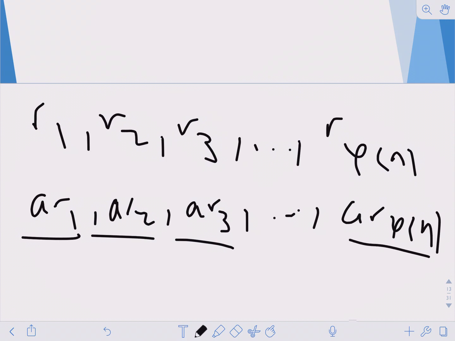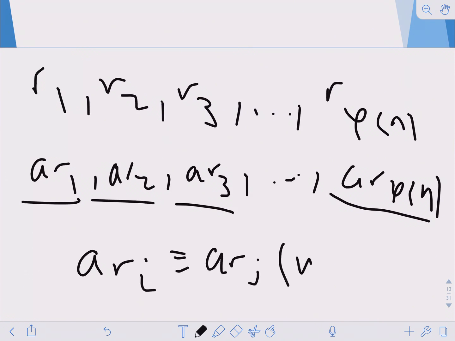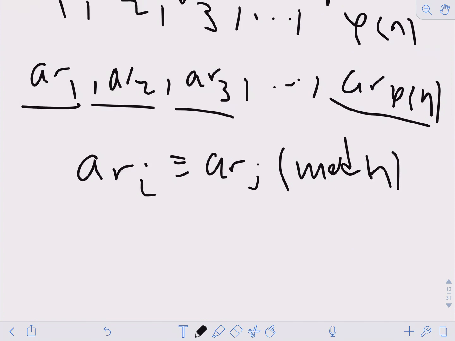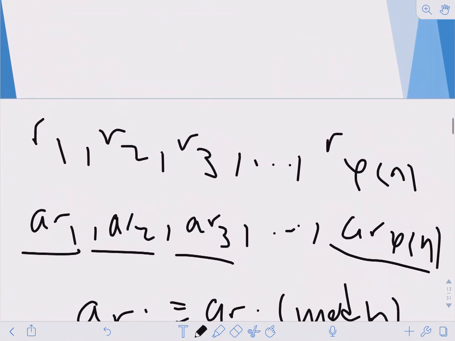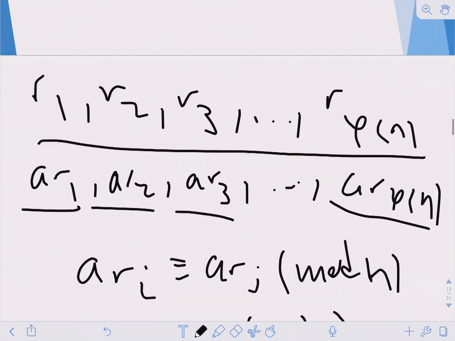Furthermore, I claim that all these phi of n terms in our second sequence are actually distinct from each other, modulo n. Why? Because if, say, ARI were congruent to ARJ modulo n, then since A is relatively prime to n, we could multiply by the inverse of A on both sides, which would give R sub I is congruent to R sub J mod n. But this is impossible because our first sequence consisted of distinct numbers.